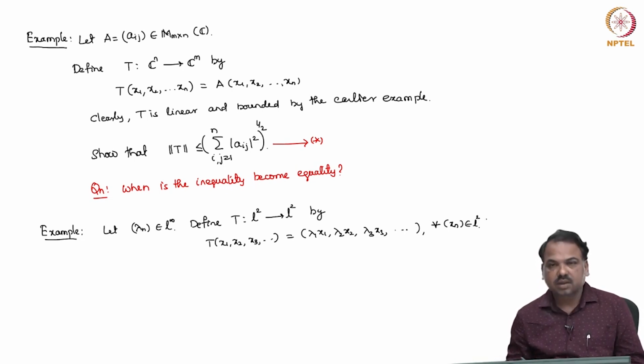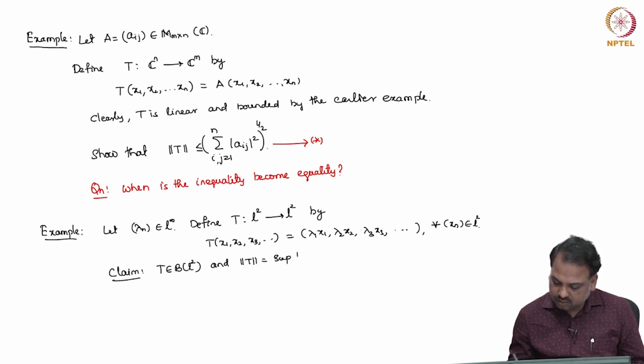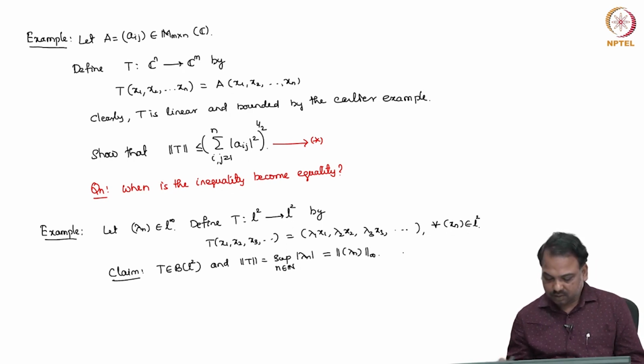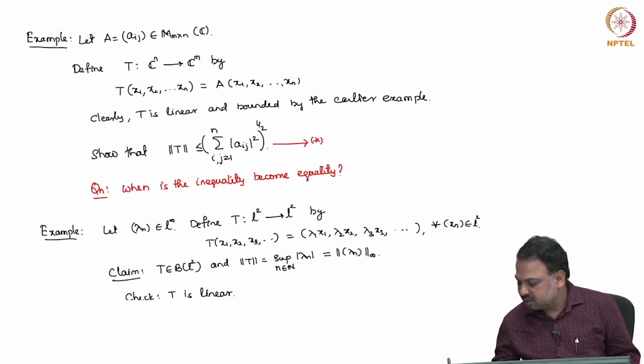Now we want to show that this is linear and bounded. The claim is the following: T is a bounded map on L2, and not only that, norm of T is exactly the supremum of mod lambda n, where n is in N. In other words, this is the supremum of the sequence lambda n. This is what we want to prove. Checking that T is linear is trivial. Now we want to find whether this is bounded or not.